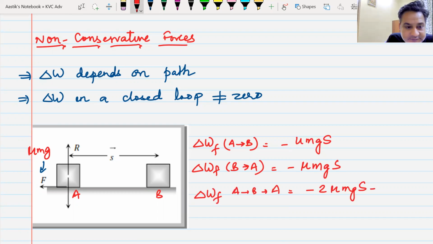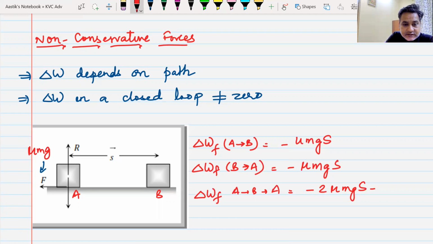Do we understand this? So that is what we mean by conservative and non-conservative forces. Remember these. We will come across both of these forces, sometimes conservative, sometimes non-conservative.